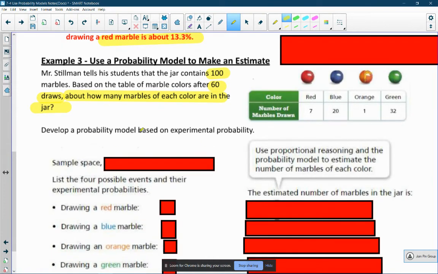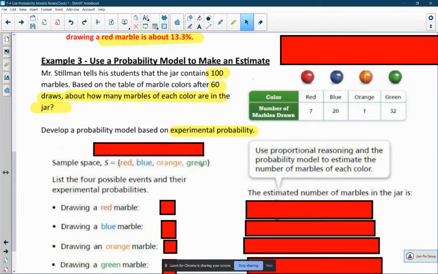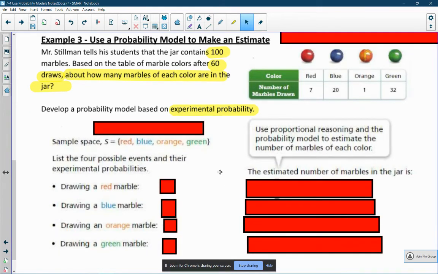Okay, so develop a probability model based on experimental probability. Why? Because they're trials. We don't know how many marbles of specific colors are in the jar. So here, out of 60 tries, 7 were red, 20 were blue, 1 was orange, and 32 were green. So what's our sample space? Red, blue, orange, green. Those are the different outcomes. Now we're going to list the 4 possible events and their experimental probabilities. So all we're going to do is look at our chart. Each one of these should have a denominator of 60, and the numerator should just be what's in this table. So red, 7 out of 60, blue, 20 out of 60, orange, 1 out of 60, and green, 32 out of 60.